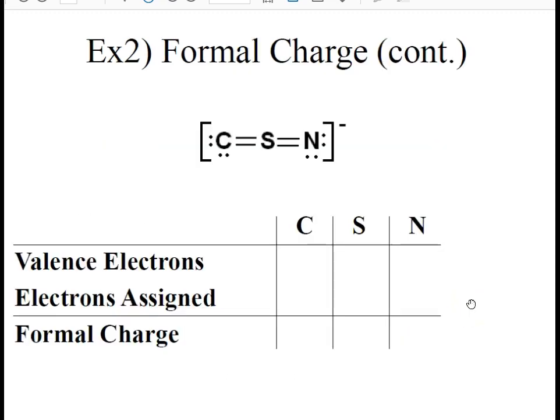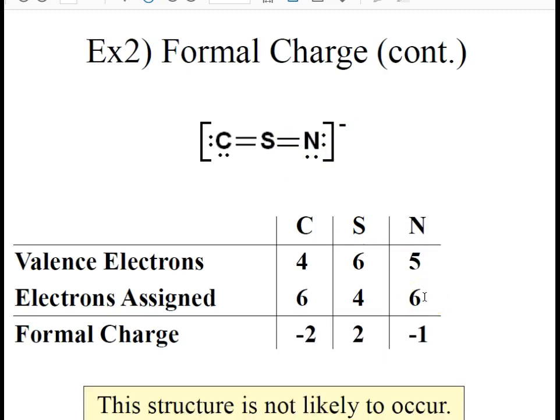So first off, we're going to look at the structure with the sulfur in the middle. Carbon has 4 valence, sulfur has 6, and nitrogen has 5. All right, and then let's look at what's assigned. Carbon has 4 dots and 2 bonds for a total of 6. Sulfur has 4 bonds, so that's 4. And nitrogen has 2 bonds and 4 dots for a total of 6. So we subtract those, and we get formal charges of -2, 2, and -1.